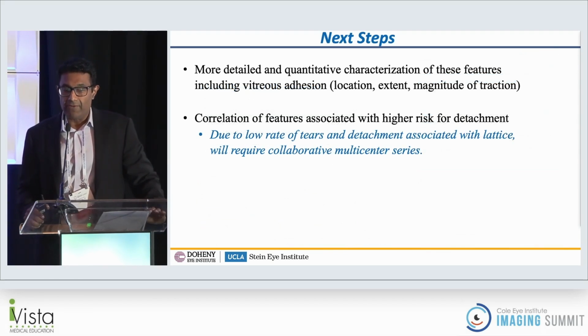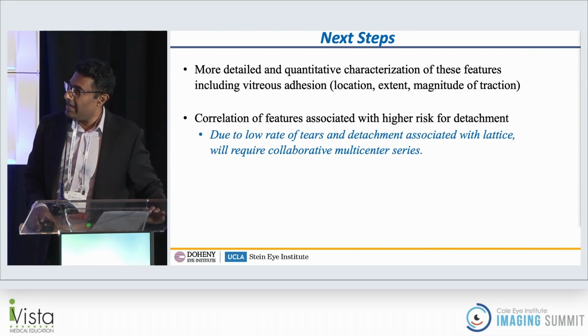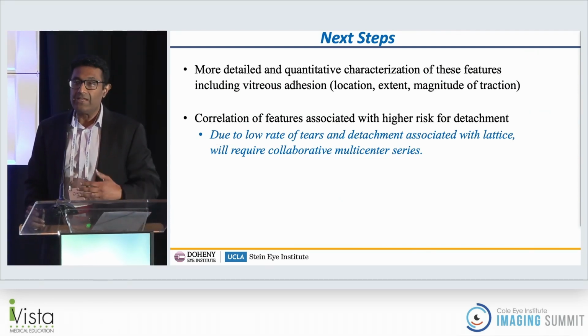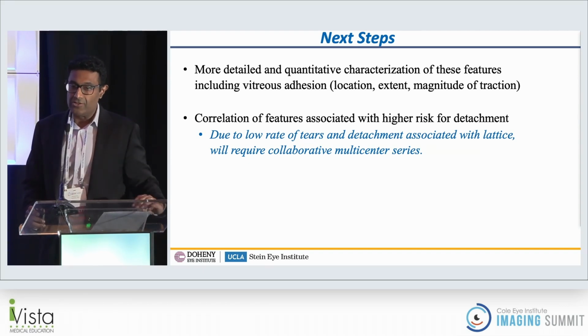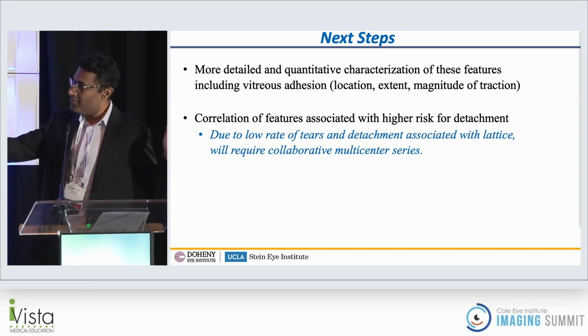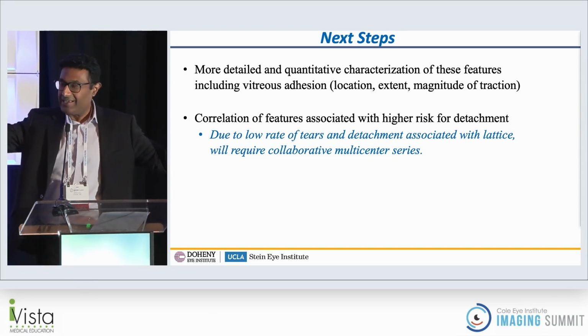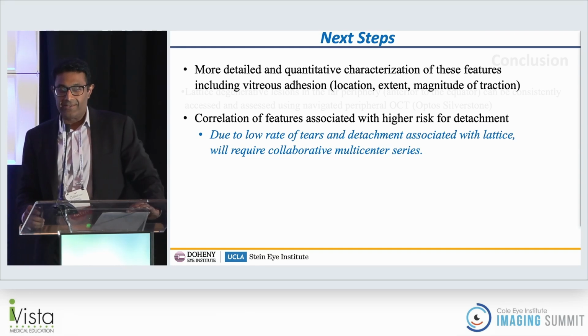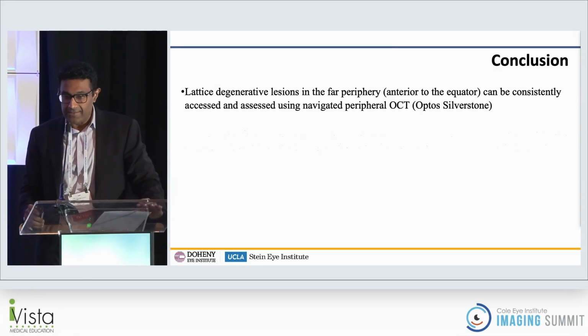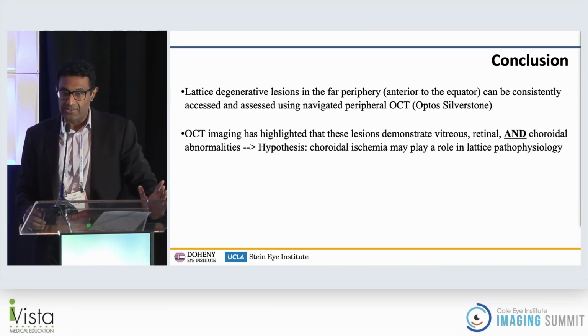So we have obviously a lot more work to do. What we really want to know is which of these features actually are associated with a high risk for detachment. The problem is, of course, with these lesions that the rate of detachment for an individual lattice lesion is pretty low. So if we're going to do this, we need everyone here to collect these cases so we can actually study that kind of a question. So in any event, my point is that these lesions we can access now pretty consistently. There's an opportunity to study them.